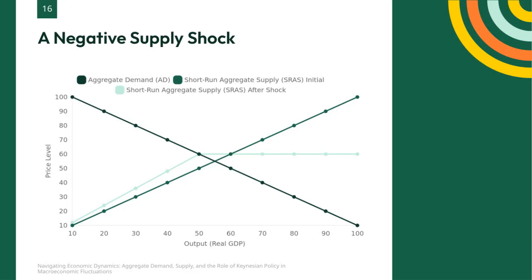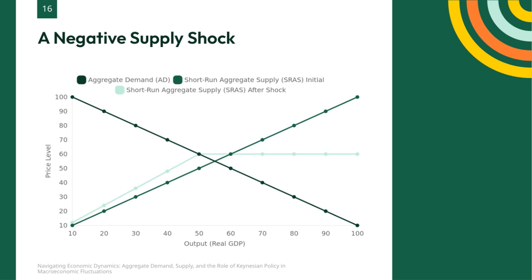Here we see the effects of a negative supply shock on the short-run aggregate supply curve. The chart plots price level against real GDP output. Initially, the short-run aggregate supply curve slopes upward, reflecting that higher output levels correlate with higher price levels. After the shock, the short-run aggregate supply curve shifts leftward and flattens at a price level of 60 for output beyond 60 units. This indicates that the supply shock has reduced the economy's capacity to produce at lower prices, leading to higher price levels across a wide range of outputs.